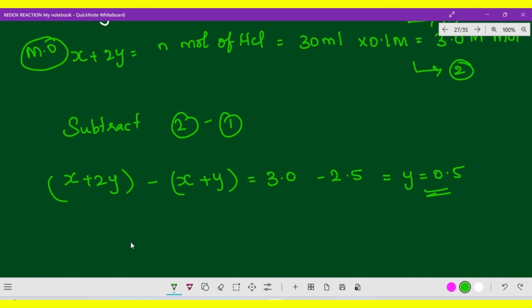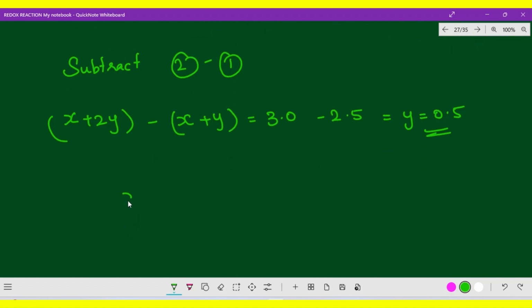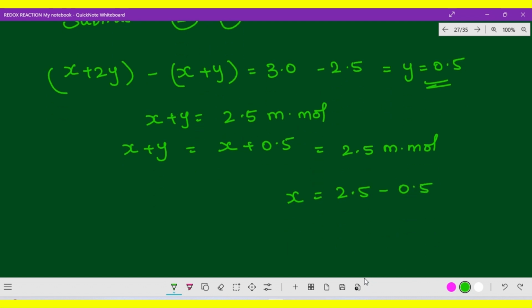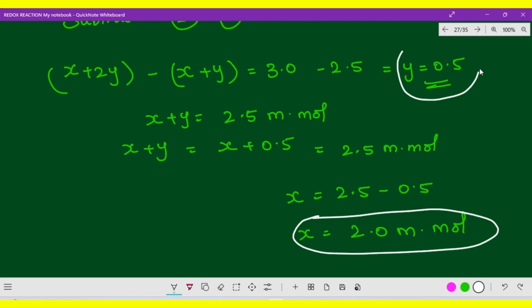So for X, we can apply the value in equation 1. X plus Y equals 2.5 mmol, so X plus 0.5 equals 2.5. So X equals 2.5 minus 0.5, which gives X equal to 2.0 mmol. So X you got, and Y also you got. This is X and this is Y. I hope you got that idea.